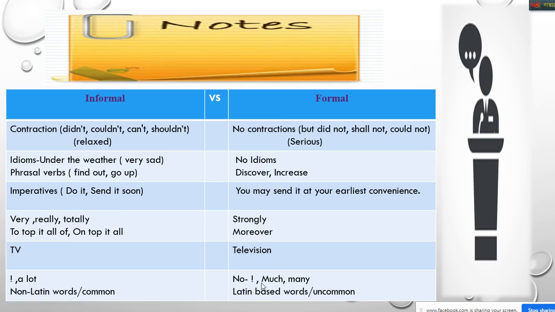no note of exclamation. Okay. You cannot write "a lot." You must write "much" or "many." You can write Latin words, but you should not write any Latin words. Of course, you have to write Latin-born words, Latin-based words. Okay, actually, that is the difference. That is the do's and don'ts, the information that is given for you while you go for writing formal and informal letters.